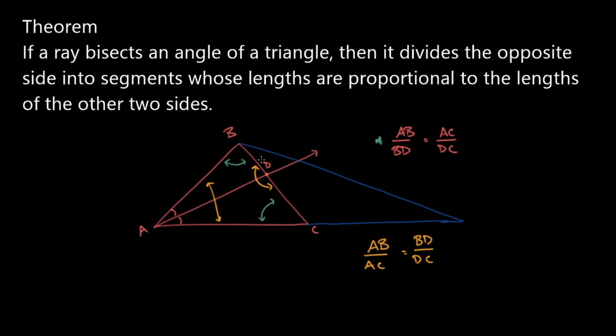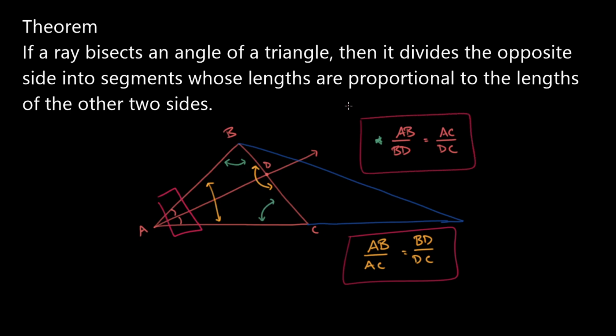So this is just a situation that importantly only occurs whenever this is a bisector. Okay, so whenever I have a ray that bisects an angle of a triangle, then it will divide the opposite side proportional to the lengths of the two adjacent sides. Okay, and then I can set that proportion up in 2 different ways, just like I have been doing.